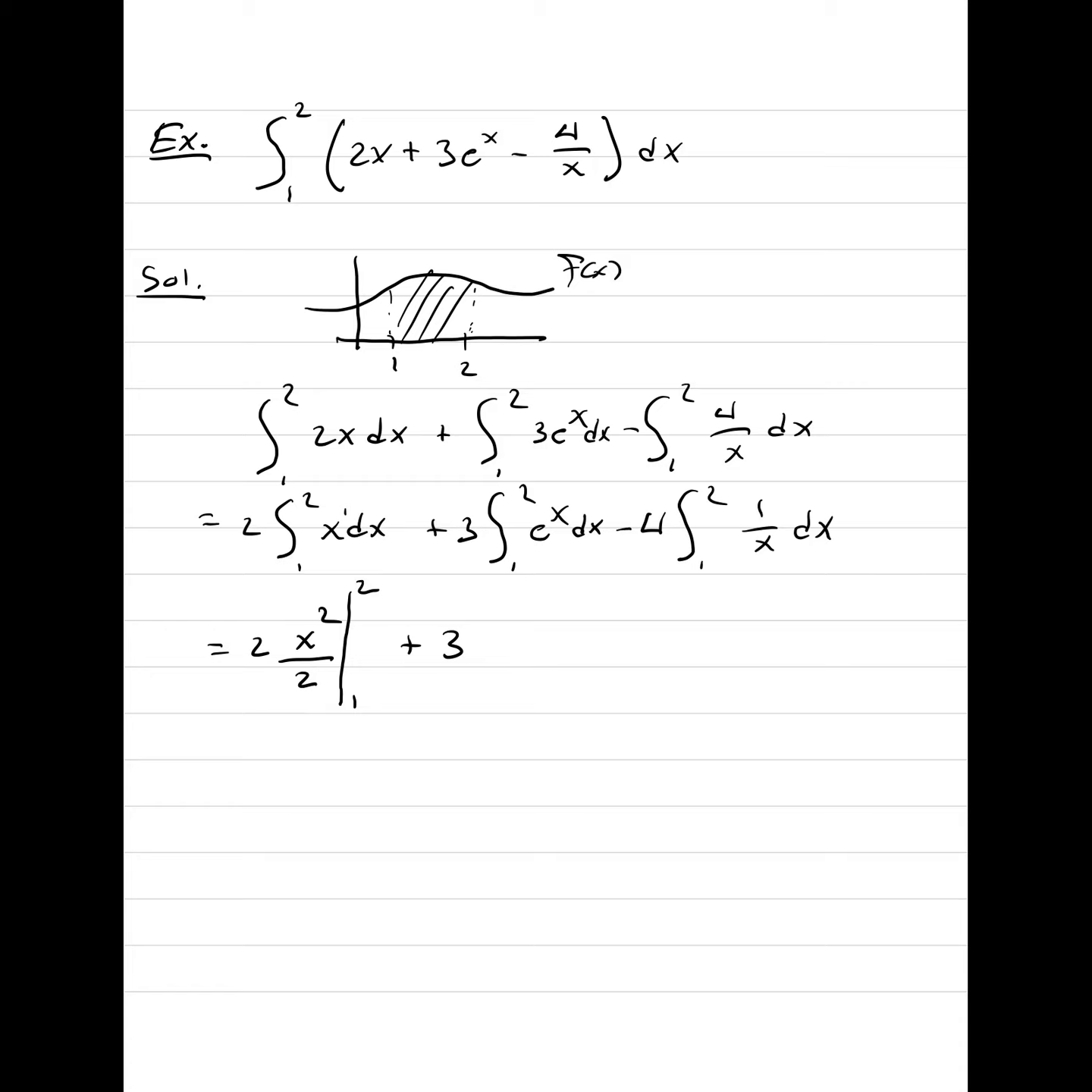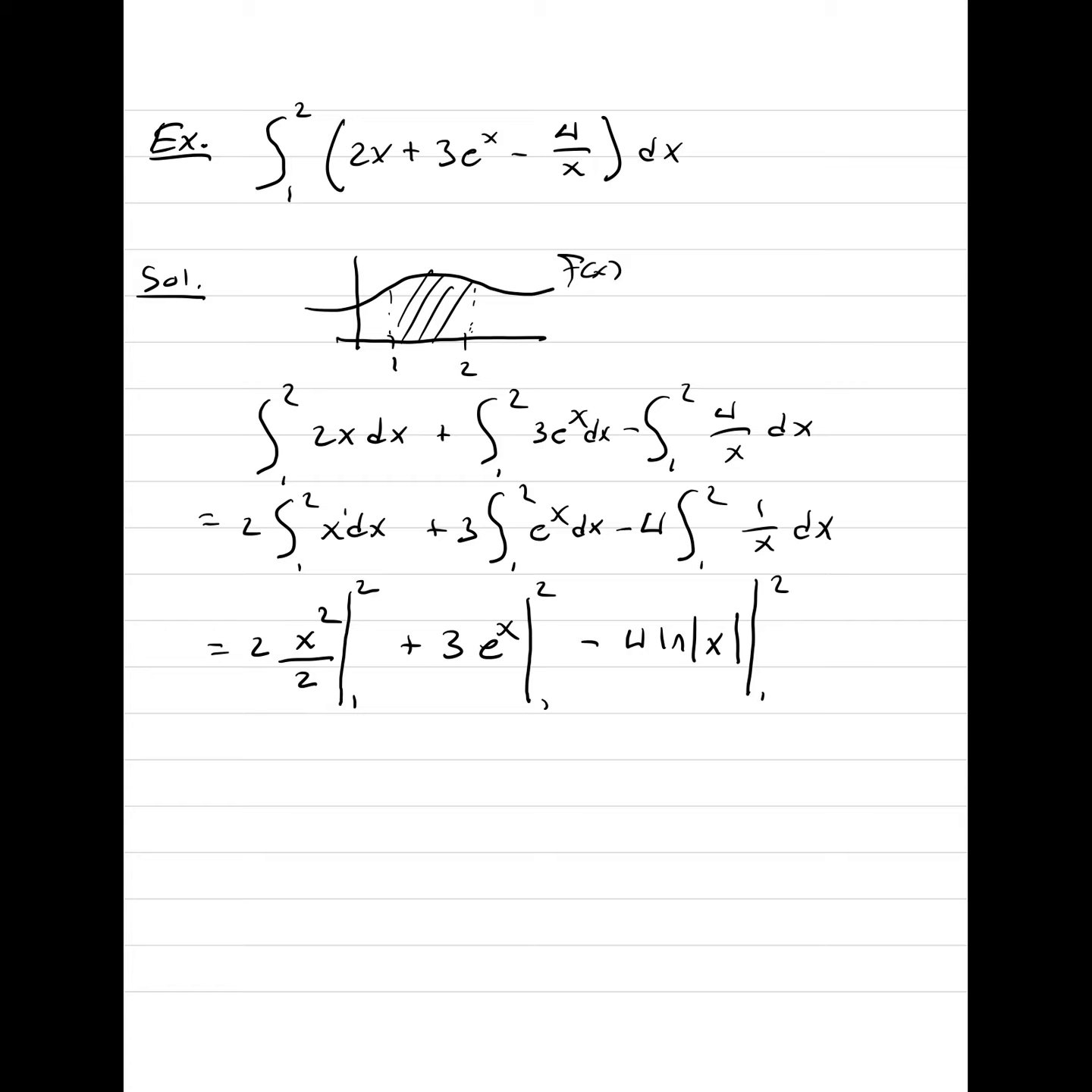Now I'm moving on. The integral of e to the x is e to the x. That's the antiderivative, so I'm just going to write that, but notice I'm going to have to evaluate it from 1 to 2. And then, similarly, the antiderivative of 1 over x is going to be the natural log of the absolute value of x, evaluated again from 1 to 2.